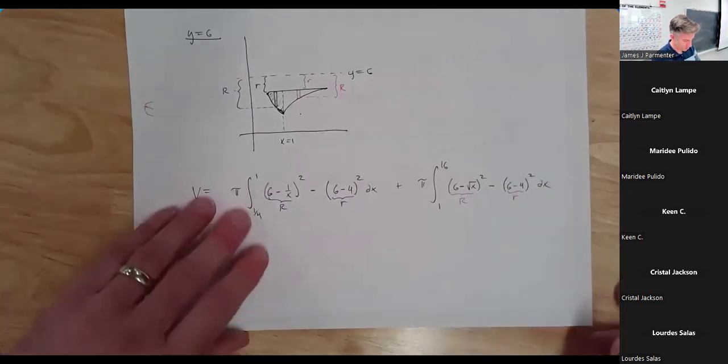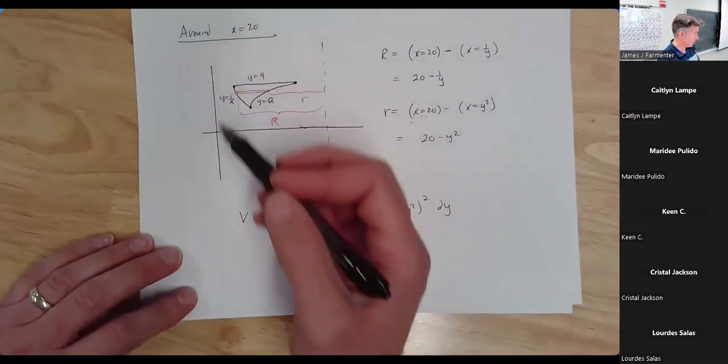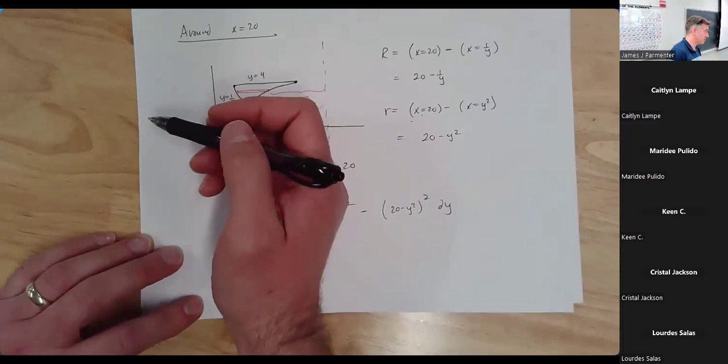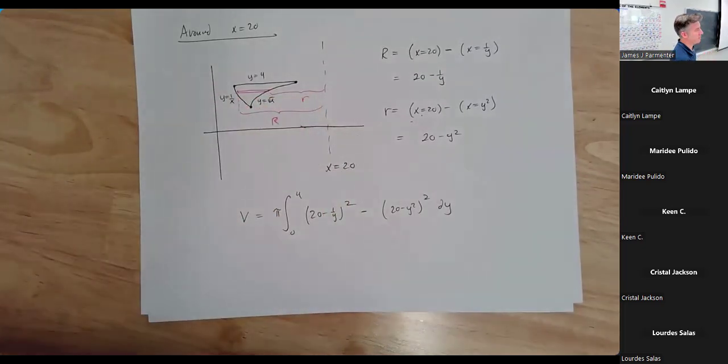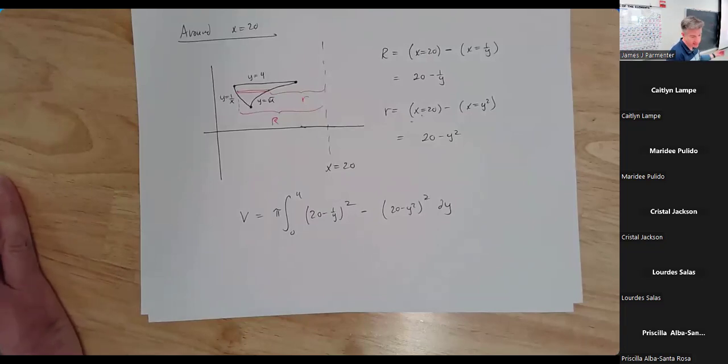Or if I had drawn another one where my axis was to the left of the region, then my radii would be my stuff minus the axis. So that's how you're finding your radii, you're just finding the difference. You are subtracting your function minus the axis or your axis minus the function. That's all I got. I guess we won't talk about differential equations today. Next time.